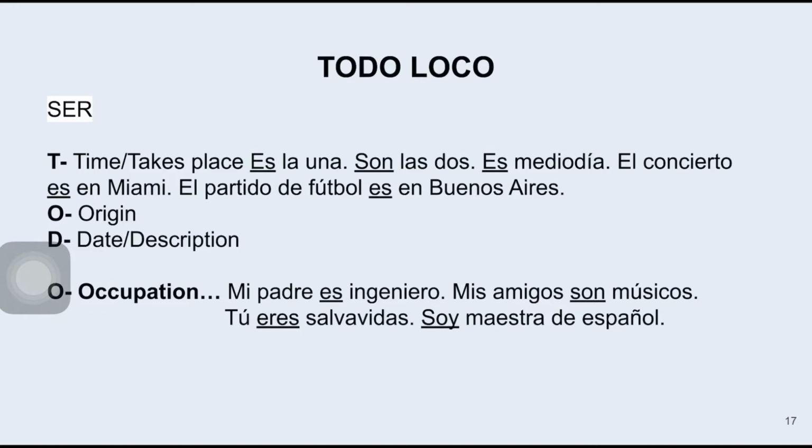Okay, that's the third person singular conjugation es. The second sentence, mis amigos son músicos. Because my subject is my friends, that is plural third person, I'm going to use son. Tú eres salvavidas. You are a lifeguard. Eres is the correct conjugation to go with the informal you. And finally, soy maestra. Now notice the yo is omitted because soy is the only conjugation for the yo form. So it is common not to say or write yo when speaking or writing in Spanish. Soy maestra de español. I am a Spanish teacher.